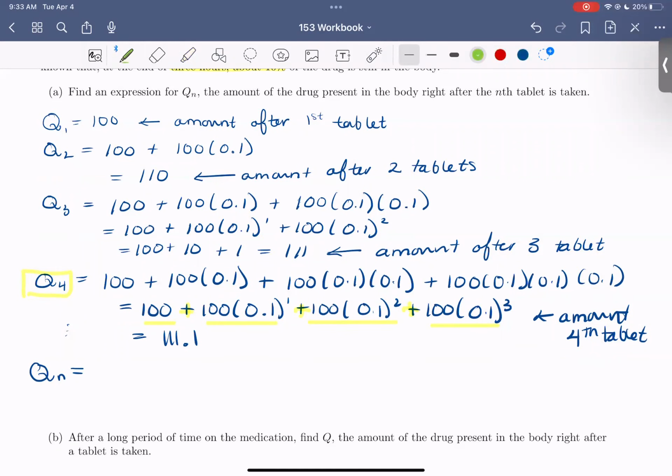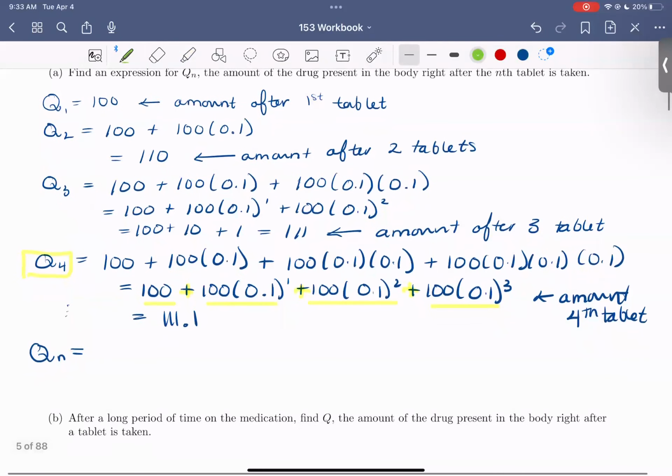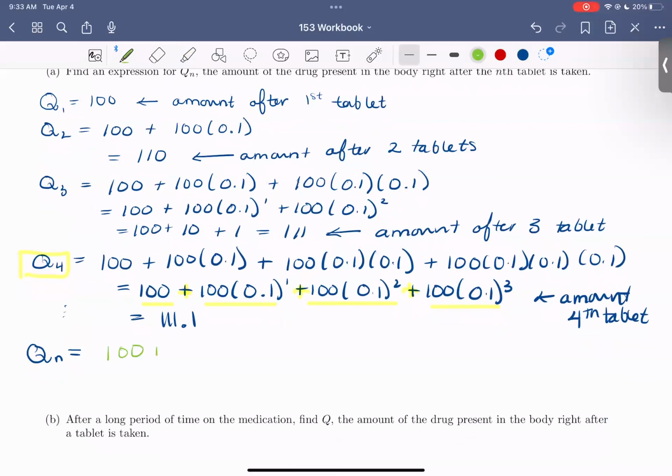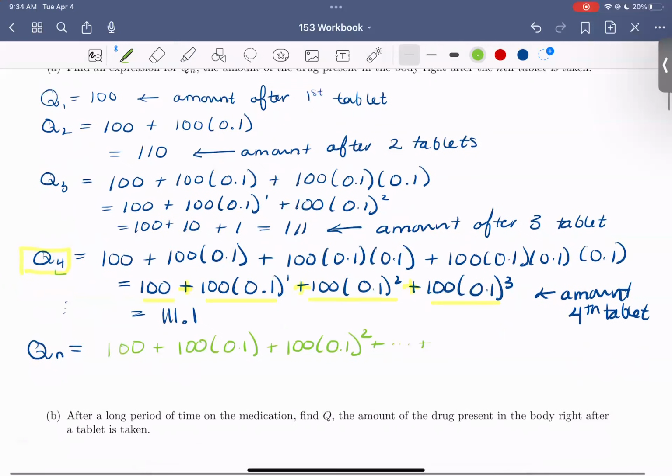We see that we always start with a 100. I'm going to use a different color here. We always have a 100 first, plus 100 times 0.1, plus 100 times 0.1 squared. We're adding up terms that look like this, but then where do we stop? Well, notice when we've taken the fourth pill, we have 4 terms, 1, 2, 3, 4. But notice what happens in the exponents. So here, this is kind of like an imaginary 0.1 to the 0. So each of these terms looks identical, but the exponent just increases each time.